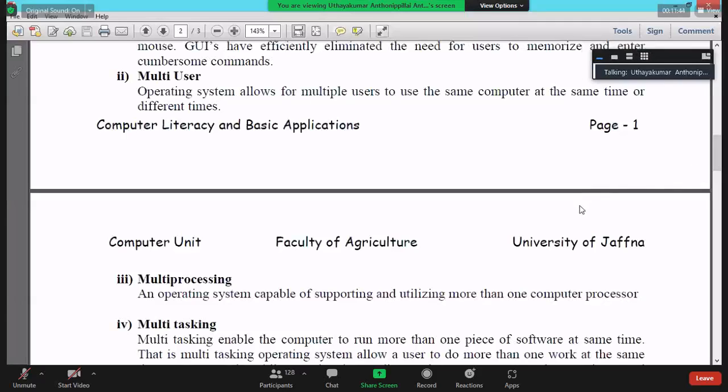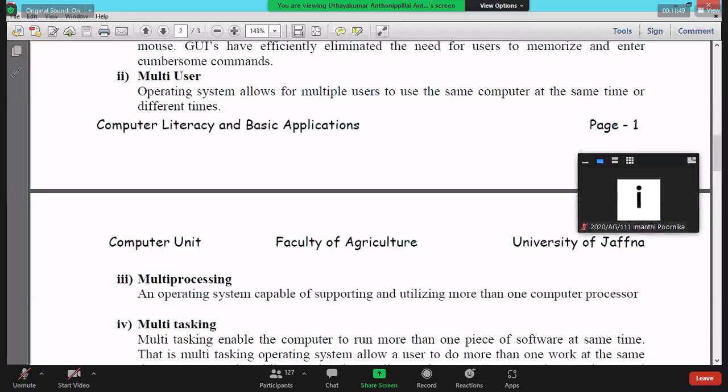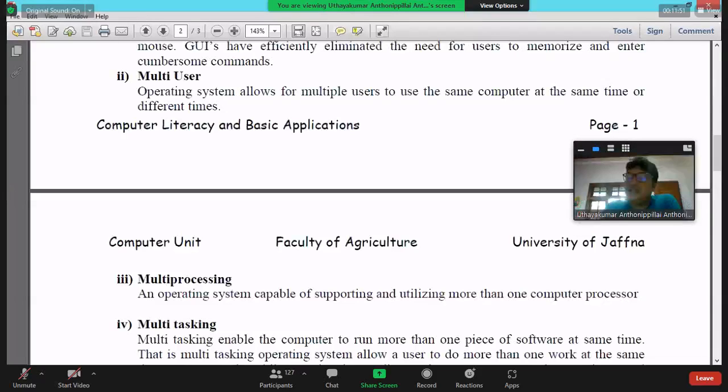So the second advantage of the modern operating system is the multi-user operating system. Multi-user means with one server at the backend, many users can access it within a particular instance. So multiple users can access that system simultaneously. Due to that, one concept of the modern operating system is that multiple users are allowed to use the computer, right? At the same time or at different times.